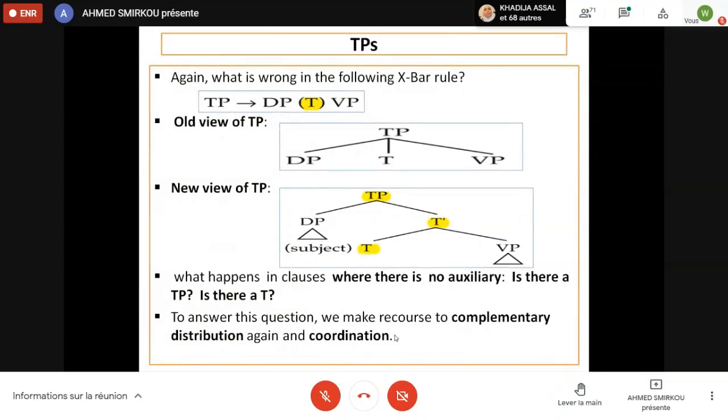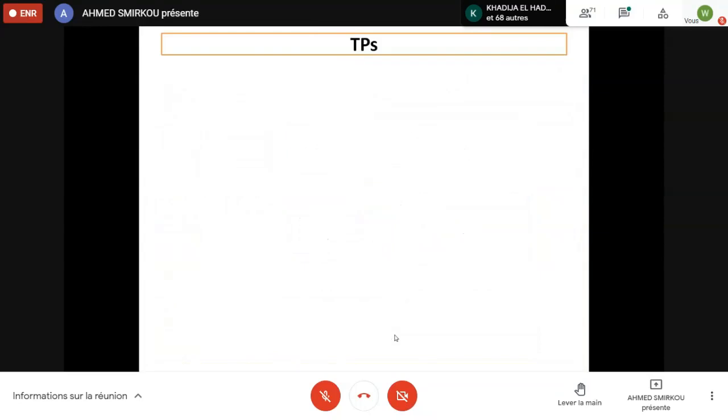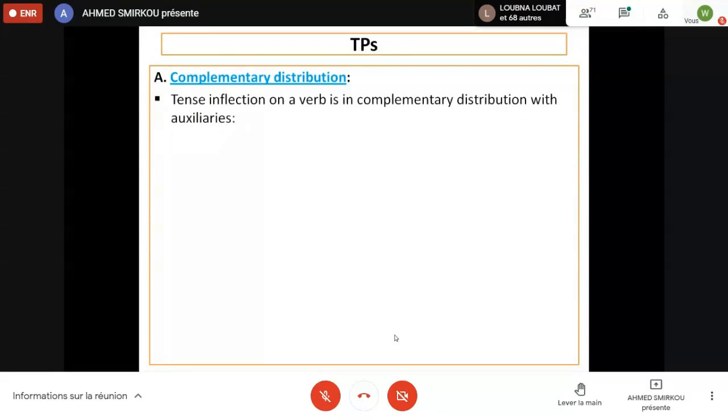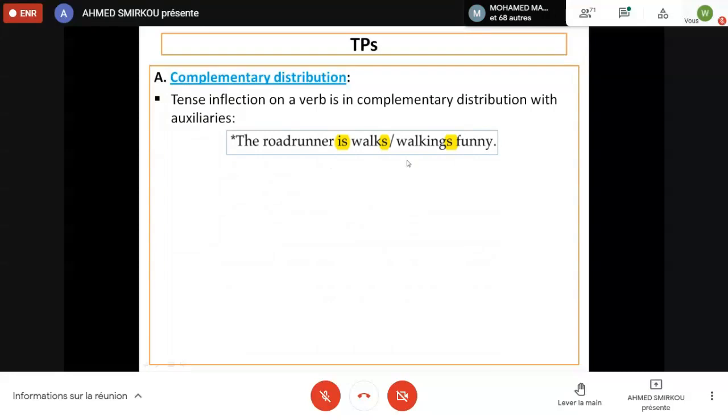So this is just to explain that we have two, but we are going to focus on these two sentences, the one with auxiliaries and the one with inflection morphemes. So if we can conjoin the two, it means they belong to the same thing. And if they occur in complementary distribution, it means they belong to the same thing. Fine. Tense inflection on a verb is in complementary distribution with auxiliaries. Fine. We cannot say the road runner is walks or is walkings.